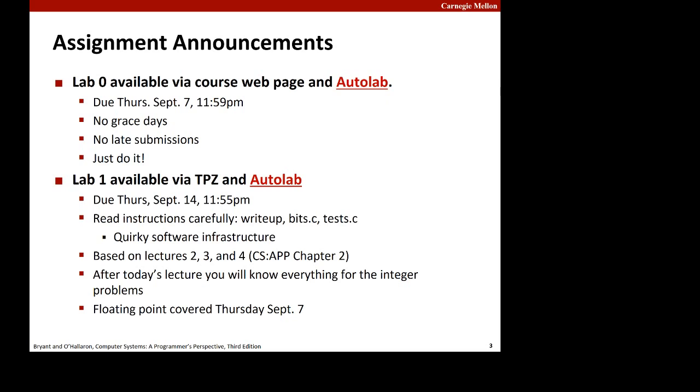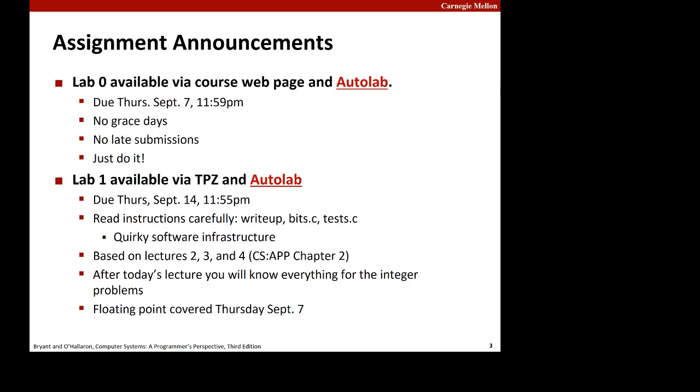Question over there. So I did get a code, but I actually submitted my assignment for Lab 0 without using the code. Is that only for Lab 1? Yes, Lab 0 does not require any code.